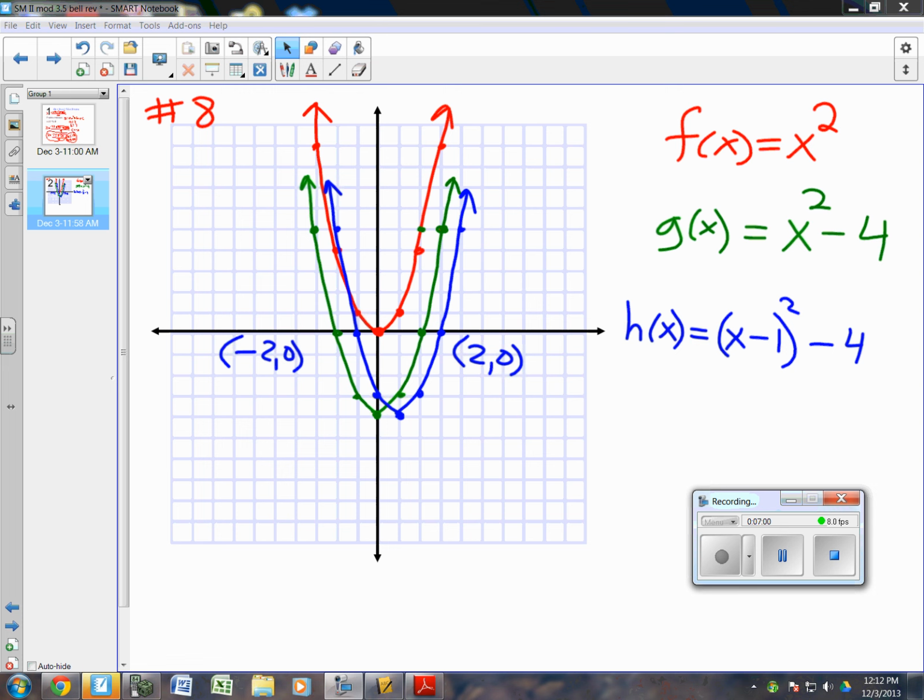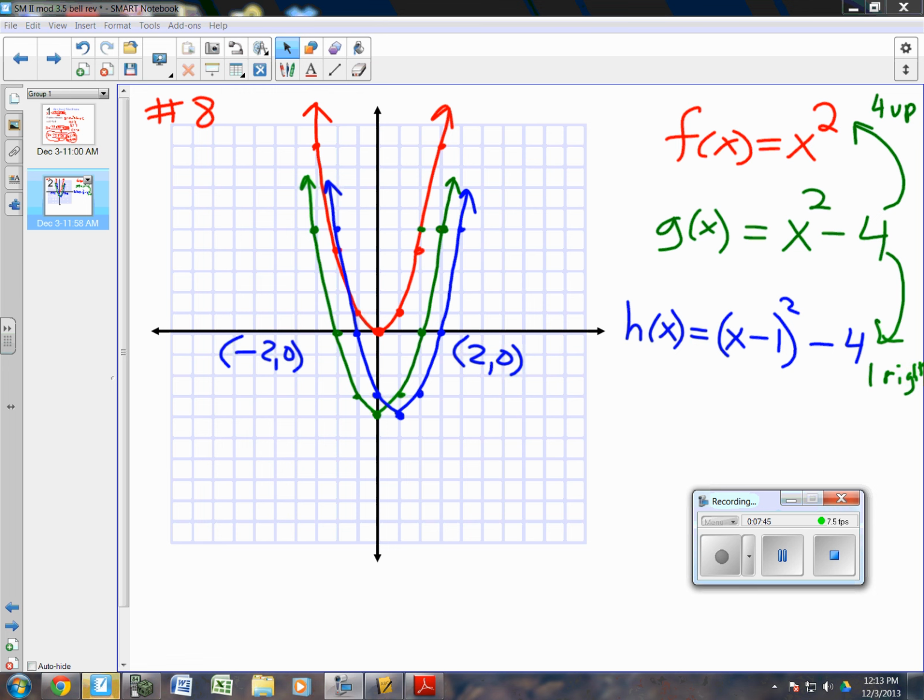Part E says, what are the coordinates of the points corresponding to the x-intercepts in g of x and each of the other functions? So the x-intercepts were (2, 0) and (-2, 0). Well, where are they on the other one? The other ones are at (2, 4) and (-2, 4). So it was 4 up, right? Going from this one to this one, it was 4 up, in other words (2, 4), (-2, 4). Whereas this one was 1 to the right. You can look at the numbers and see why it's that way, how we horizontally and vertically shifted it.